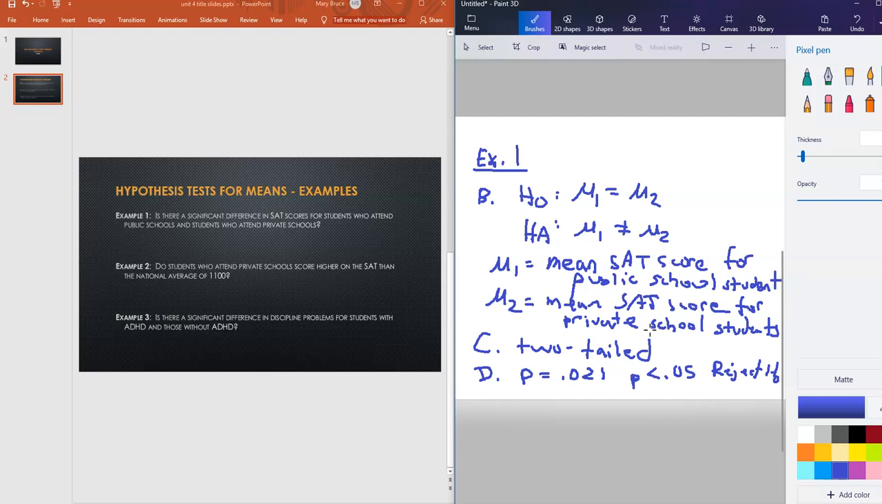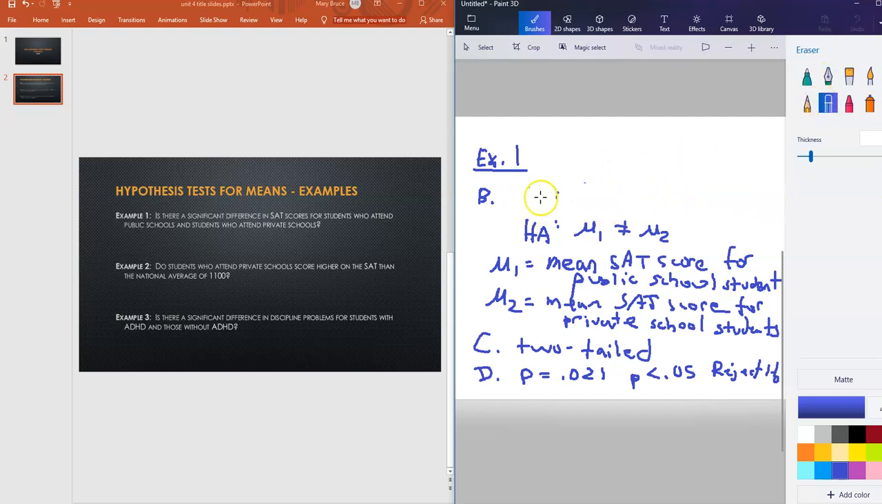If the p-value is greater than 0.05, you just don't have enough evidence to say that there's a significant difference in the mean scores. So that's how you do it for example 1. Example 2.